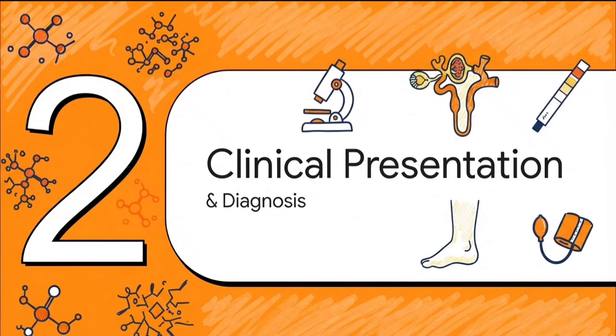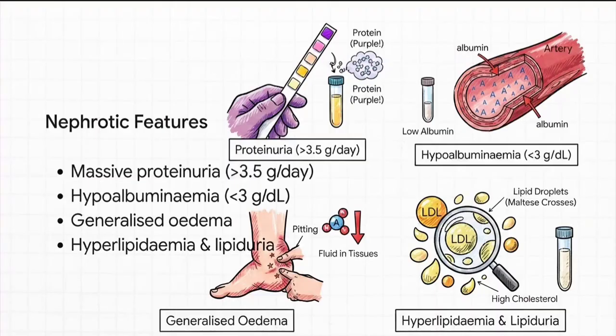Moving on to Section 2. Clinical presentation and diagnosis. How does all this molecular chaos actually show up in a patient? When an MCD patient walks into your clinic, they're going to present with the absolute classic hallmark features of nephrotic syndrome. We are talking massive proteinuria, greater than 3.5 grams a day in adults. And because they're losing all that protein, they develop profound hypoalbuminemia, dropping right below 3 grams per deciliter. Naturally, this loss of oncotic pressure leads straight to generalized edema. You'll usually spot this first as periorbital swelling or even ascites.